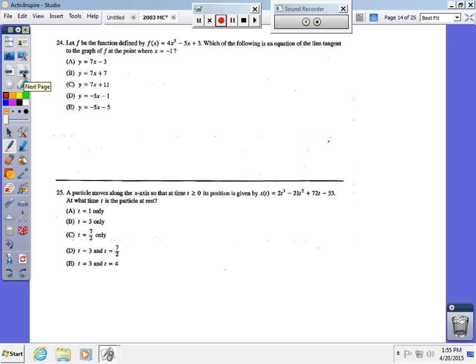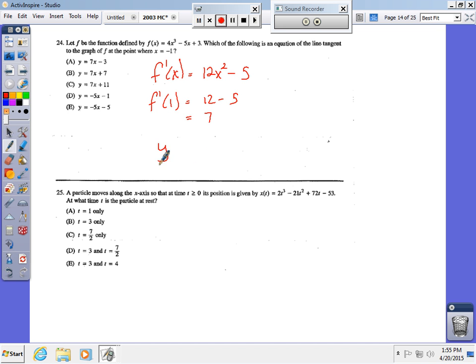All right, 24. Let the function be defined. Which of the following is the equation of the tangent line of the graph at x equals 1? So f prime of x is equal to 12x squared minus 5. Which of the following is the equation of the tangent line at 1? All right, so I have to do f prime of 1 so I can figure out the slope. So it's 12 minus 5, which is 7.